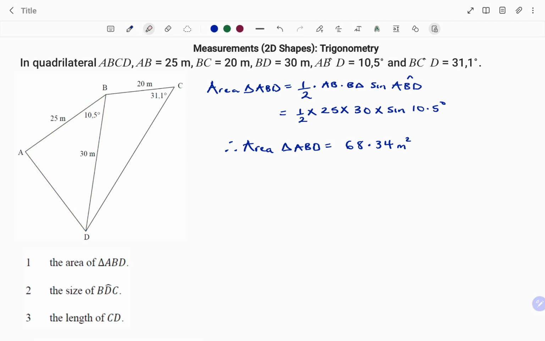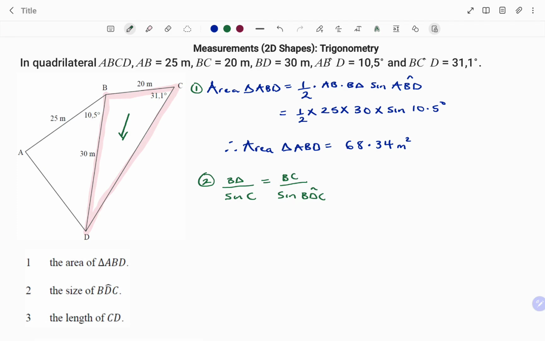The next question says, find the size of angle BDC. To find the size of angle BDC, the triangle I'm going to use is triangle BDC. And using the sine rule, I have side BD. I'm going to find the ratio of the side and the angle facing it. The angle facing side BD is angle C, equals side BC over the sine of the angle facing side BC, which is angle BDC.